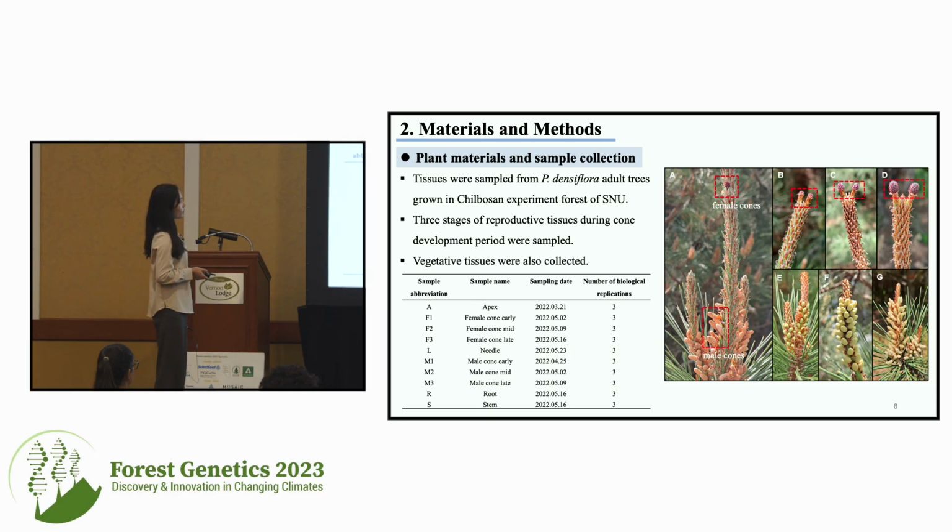Tissues were sampled from trees in the experimental forest of our university. As you can see from the table, 3 stages of reproductive tissues were sampled during the cone development period. And the female cones were sampled a week later than male cones. In addition, vegetative tissues, including apex, needles, roots, and stem, were sampled once from the same trees. And all the tissue types were represented by 3 biological replicates.